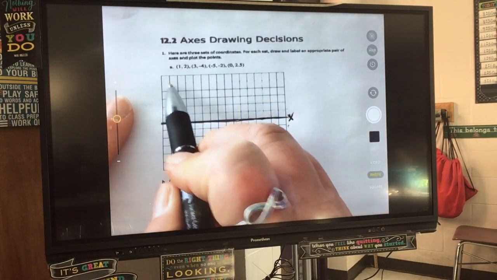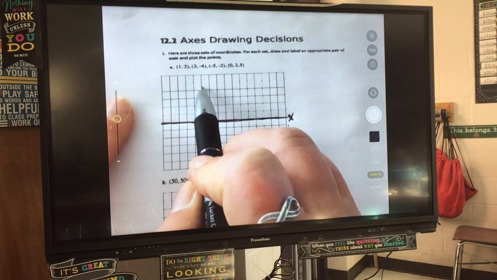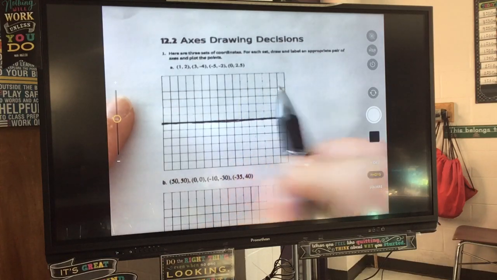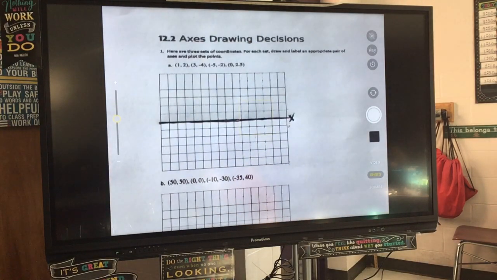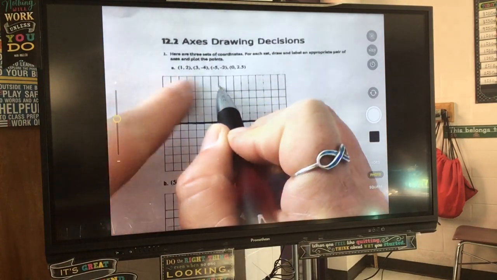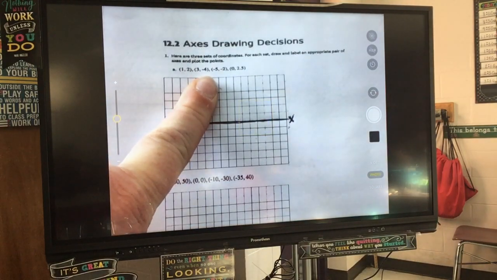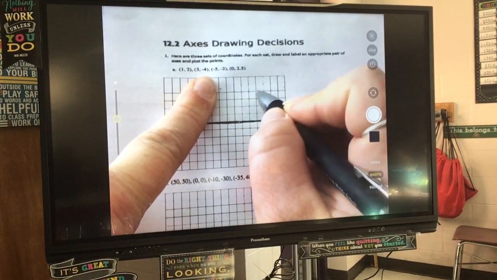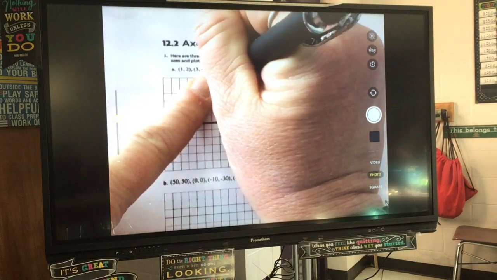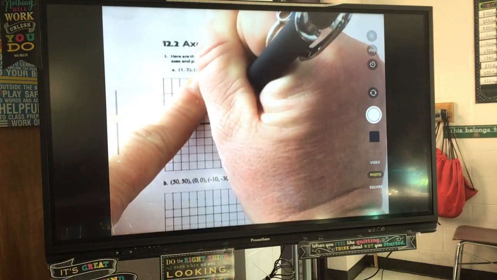So we have 1, 2, 3, 4, 5, 6, 7, 8, 9, 10, 11, 12, 13, 14, 15, 16, 17. Alright, so if we have 17, what line are we going to? The 8th. The 8th line? Alright, 1, 2, 3, 4, 5, 6, 7, 8. You sure? Alright, 1, 2, 3, 4, 5, 6, 7, 8. So then this line, your 9th line, is your Y.